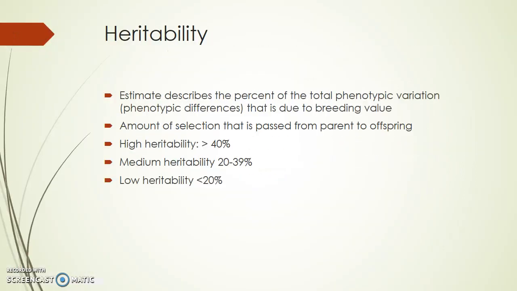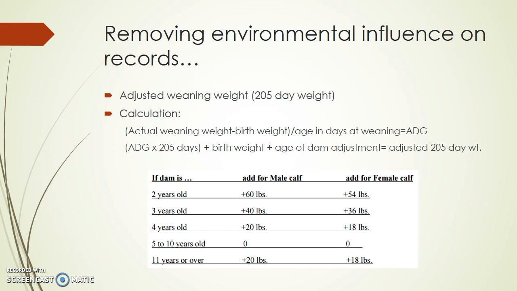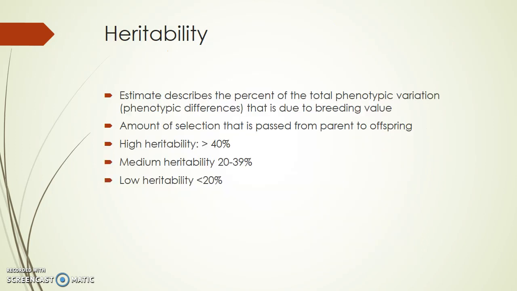Okay, so that's just one, and remember the reason for that is because you're trying to take out the environmental influence on those animals. Okay, the next idea we'll talk about is heritability, and I know that we've talked about heritability a little bit, but heritability describes the percent of total phenotypic variation that is due to a breeding value, the amount of selection that's passed from parent to offspring, okay.